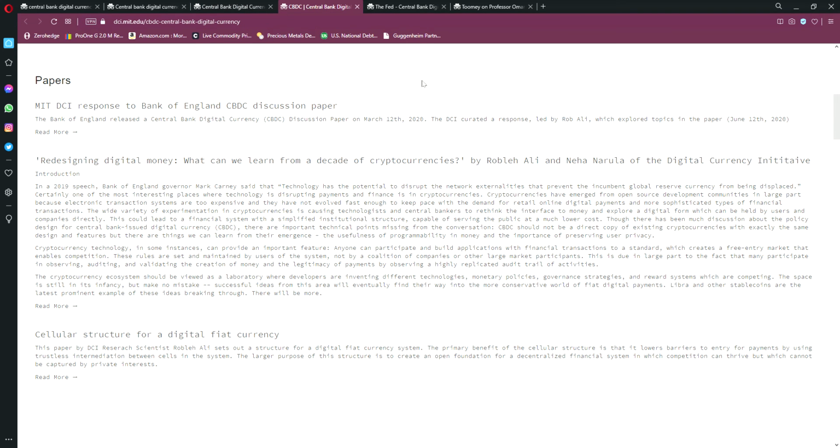So to show you that I'm not just bringing something up on some Investopedia website, this is from MIT.edu, MIT DCI response to Bank of England CBDC discussion paper. Basically, the Bank of England was talking about creating a CBDC.